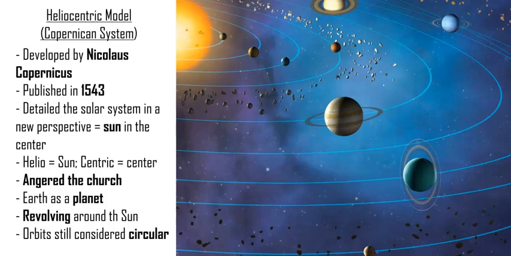Helio means sun, centric means centered. And putting the sun in the center would organize the planets in a way that had not been done before, that made a lot of sense, and would actually prove a lot of the geocentric model issues and problems to be wrong, and this model, this sun in the center, is correct.